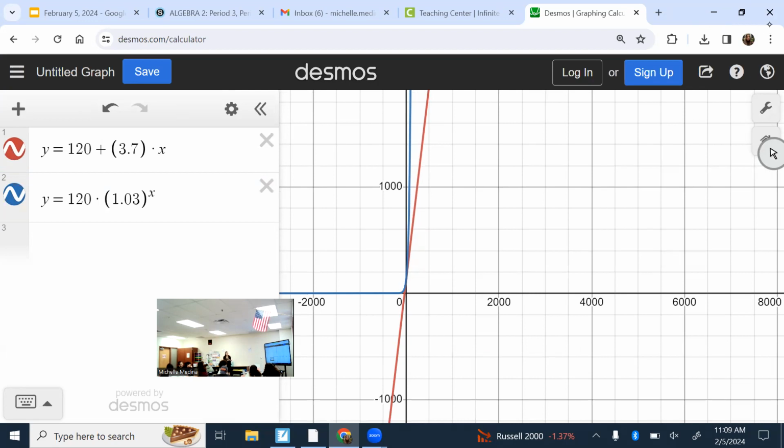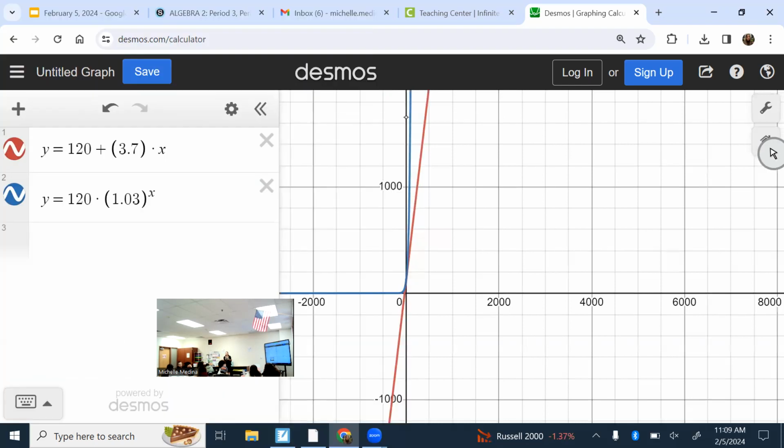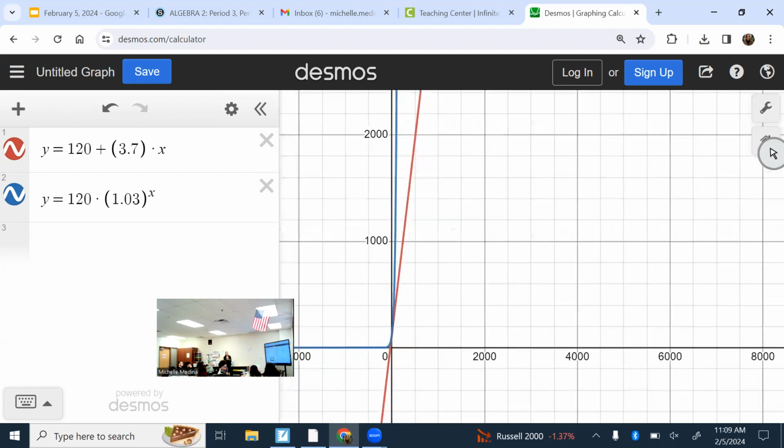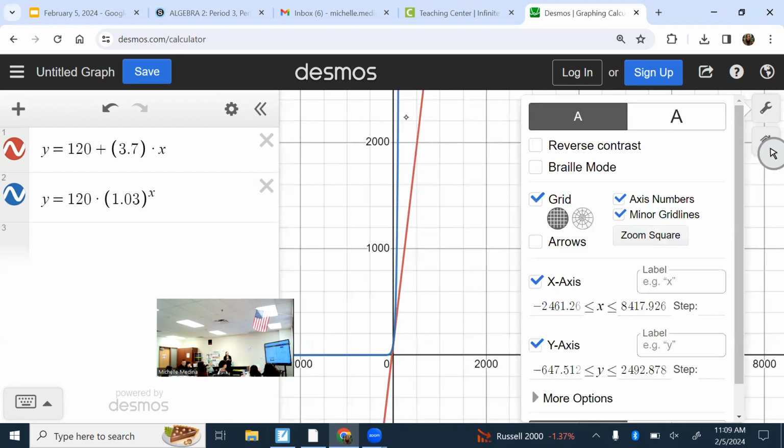In my opinion, it doesn't really look like what's on my paper. So that's where I would suggest to adjust the window. How do I do that in Desmos? Okay, so click on the wrench. And then adjust the x-axis and y-axis. Adjust the X and Y axis to probably what matches on your paper. That would probably be the best bet.